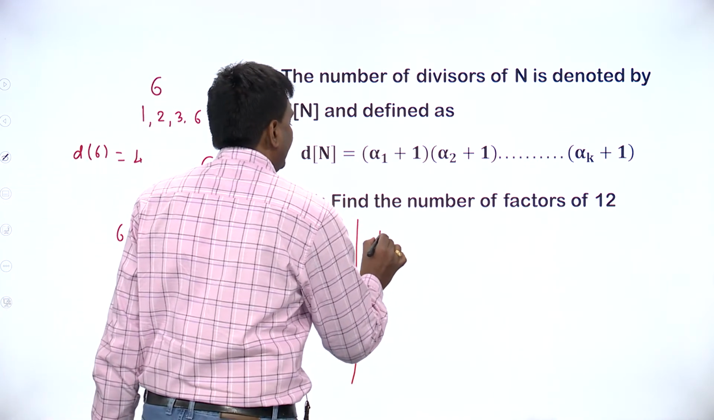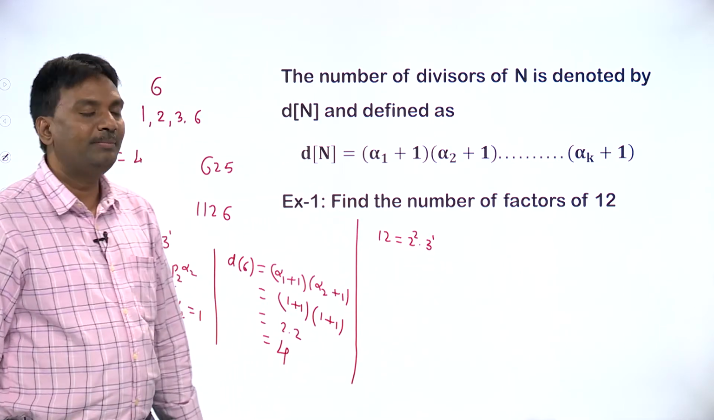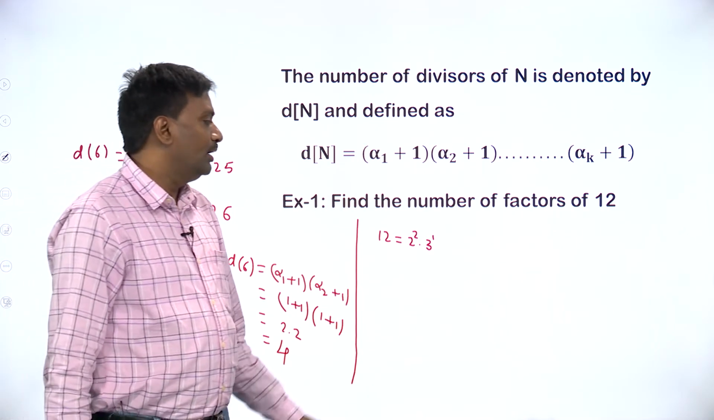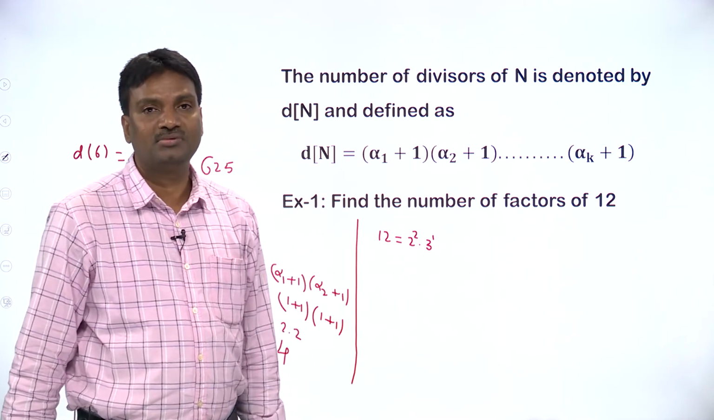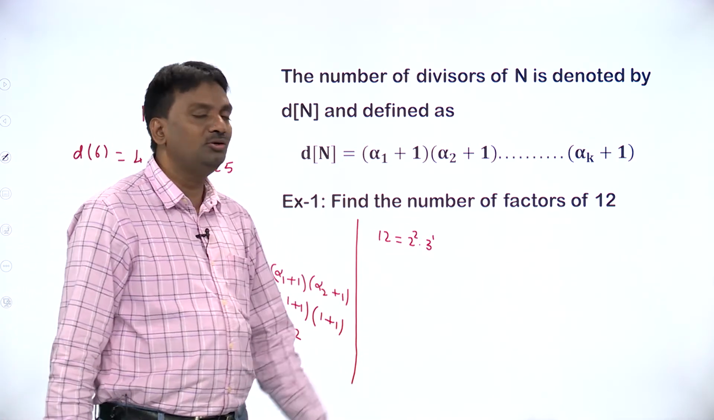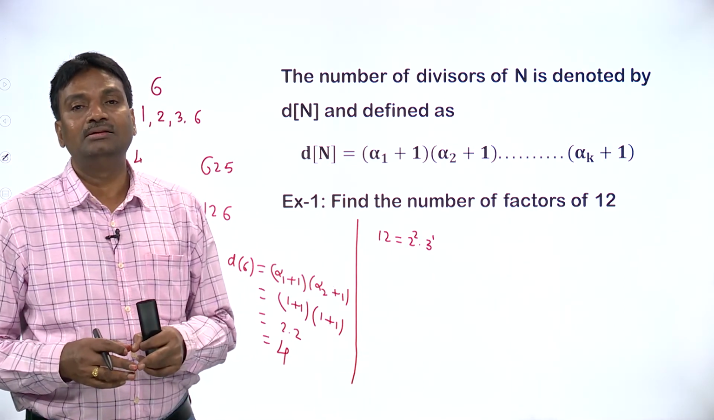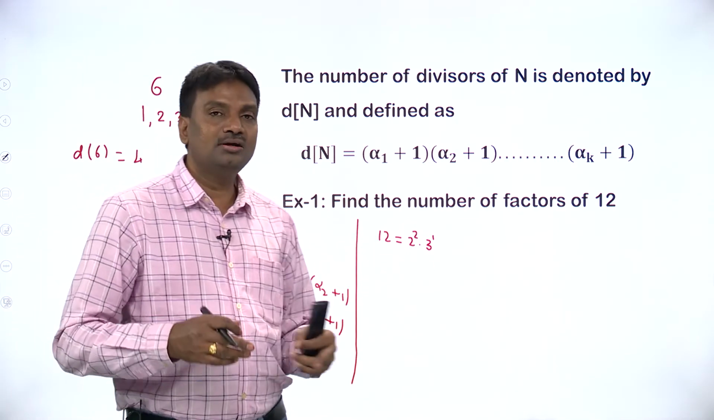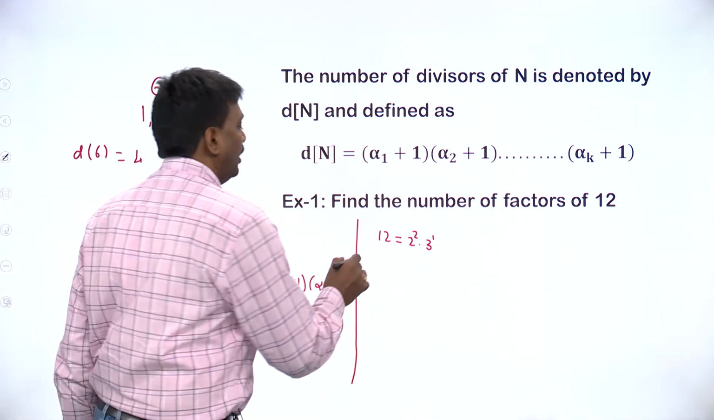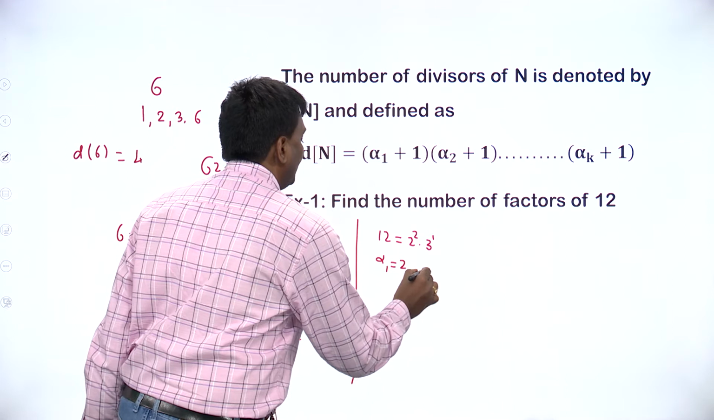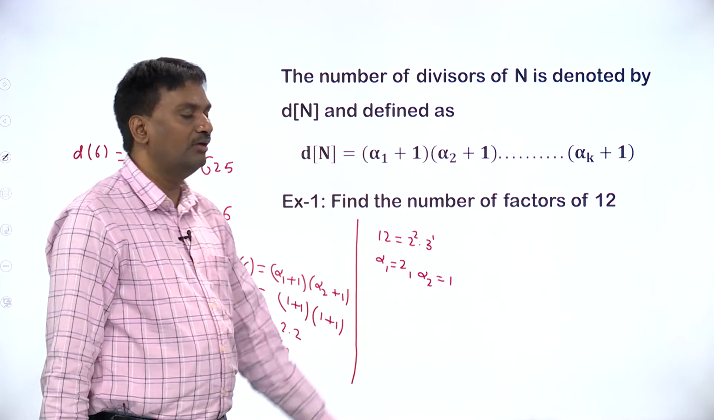Here 12 can be written as 2 square into 3 power 1. Now clearly this is in the form of p1 power alpha 1 into p2 power alpha 2, where p1, p2 are 2, 3, clearly they are prime integers. The powers are 2, 1. In place of alpha 1 we have 2 and in place of alpha 2 we have 1, where alpha 1 equals 2 and alpha 2 equals 1.